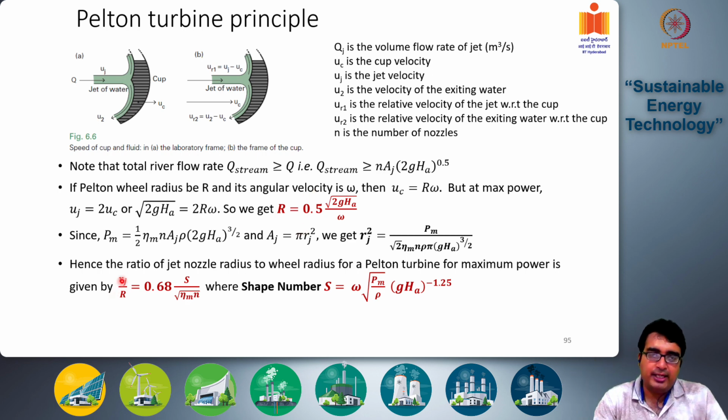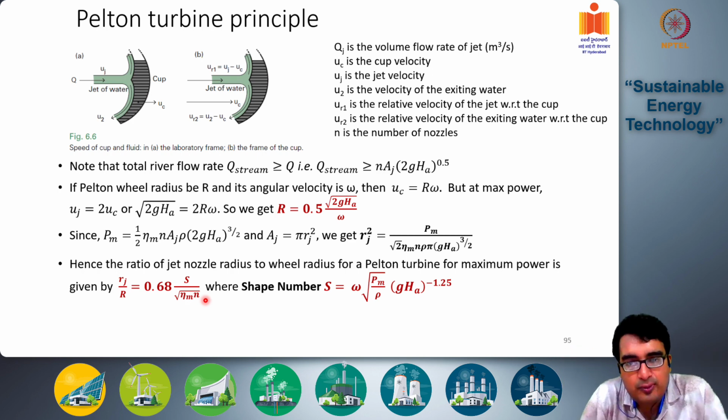So the ratio of the jet radius to the bucket radius, Rj by R, can be expressed now, and the final expression becomes equal to 0.68 into what is called the shape number S by root over mechanical efficiency eta m into the number of nozzles n. This shape number S is an important design factor often used in Pelton wheel turbines, and is given by the rotational speed of the Pelton wheel omega in radians per second, root over maximum power by density of water, into (gHa) to the power minus 1.25. So this is the shape number of a given Pelton wheel working at an angular velocity omega. You can put the shape number here, and you will get the ratio Rj by capital R for a given mechanical efficiency and given number of nozzles. That will help you design your Pelton wheel turbines: what radius you need, what angular velocity you need, etc.